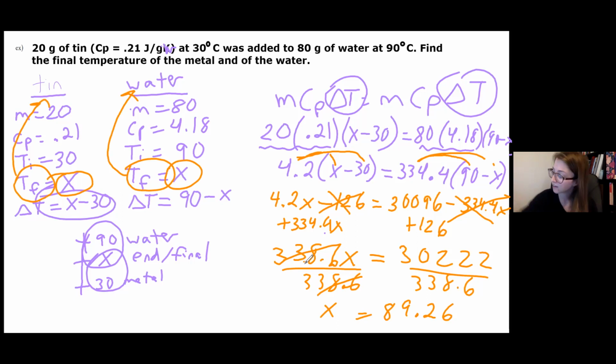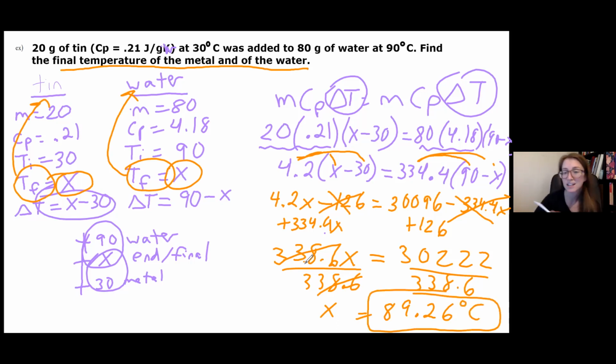What did they want us to find? The final temperature of the tin and of the water. That is our only answer. It is the final temperature of the tin and of the water. We're not looking for the change, so we're not going to plug it in there and there. We're looking for the final temperature, and that's what X represents. Go try.